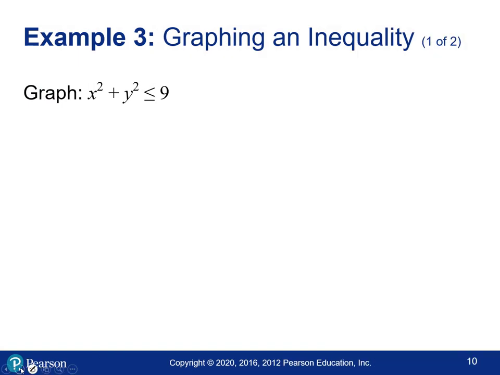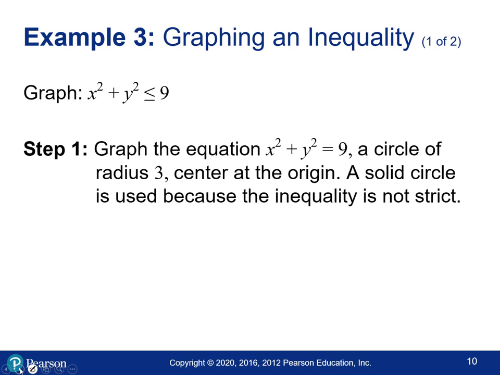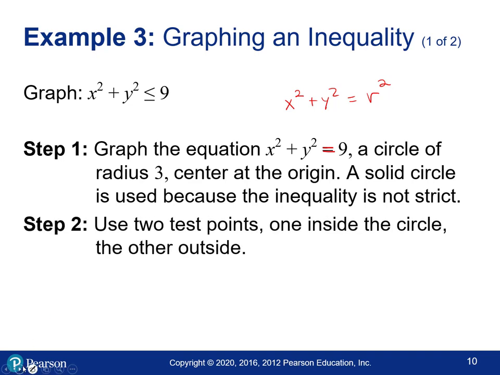Alright, so let's go ahead and graph this one. x squared plus y squared is less than or equal to 9. And so remember step 1, set this equal to 9. And so this is actually the graph of a circle. In general, a circle has this equation, and the number on the right is the radius squared. So this is a circle centered at the origin, with radius 3.